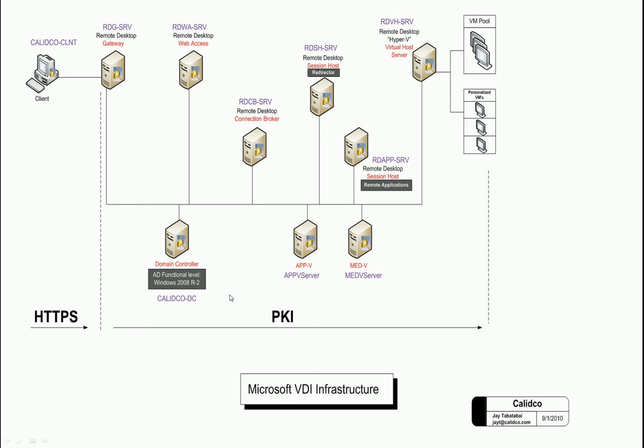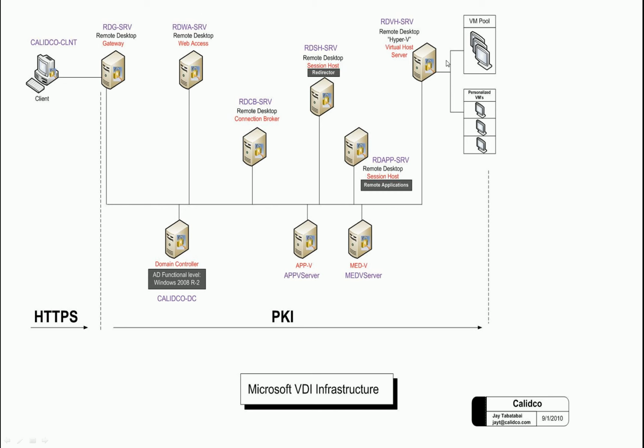Very important for this VDI: the Active Directory functional level has to be Windows 2008 R2. Then we have the session host. Here we show two session hosts. One of them is acting as a redirector, and one is used for publishing a remote application. Every time we have VM pools or personalized VMs, one of our session hosts has to act as a redirector. Once you make a session host act as a redirector, you cannot publish applications from it. You would have a secondary session host or a farm of session hosts to publish other applications.